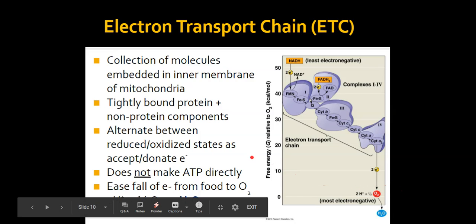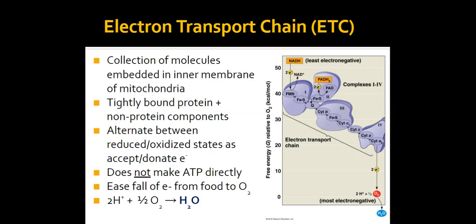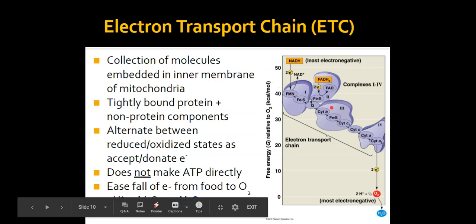This does not directly make ATP. So if you notice, ATP is not directly involved in this electron transport chain. And actually, the ATP is going to come into the next step. So why this is even going on is more so for the next phase, our chemiosmosis.